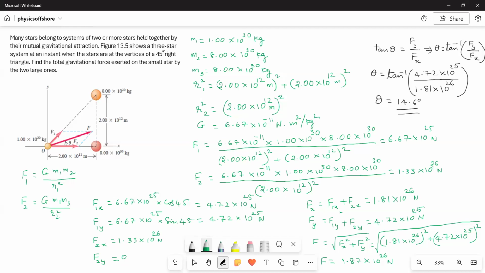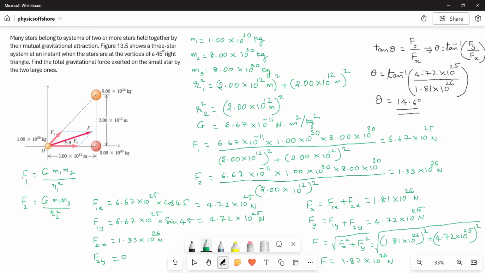Now Fx is equal to F1x plus F2x, and Fy is equal to F1y plus F2y. Adding 4.72 into 10 to the power of 25 plus 1.33 into 10 to the power of 26 gives 1.81 into 10 to the power of 26 newtons. Similarly, Fy is equal to 4.72 into 10 to the power of 25 newtons. Now F is equal to the square root of Fx square plus Fy square. Plugging in the values and simplifying, we get 1.87 into 10 to the power of 26 newtons.